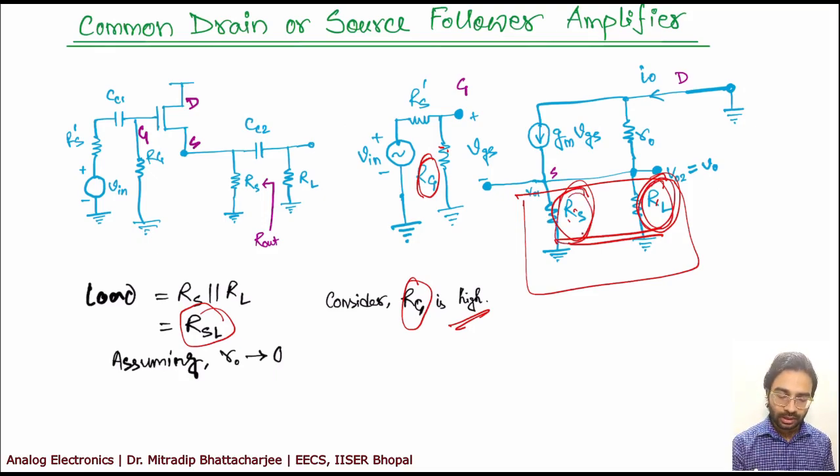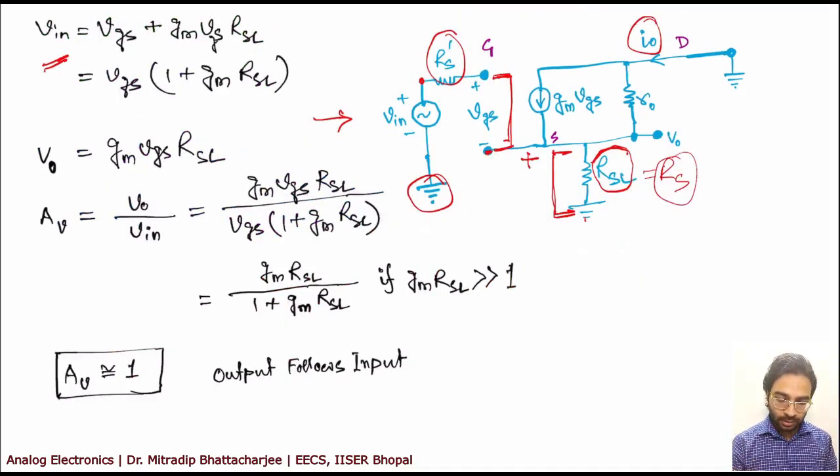So in that case you can only consider RS, but in this case I have taken both of them in parallel. If not, then just consider RS instead of RSL. As simple as that. Okay, so your input voltage will be equal to VGS plus drop across this resistance. Is it clear? So your V in is equal to VGS plus your current, which is GM VGS, into RSL. So take VGS common from both the terms, so you have VGS into 1 plus GM RSL.